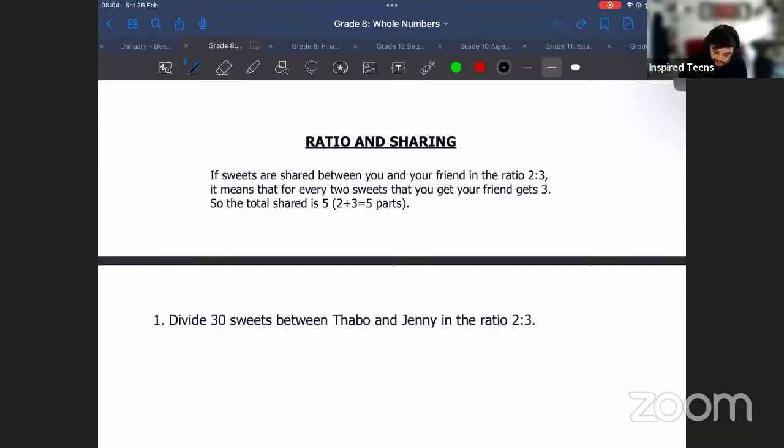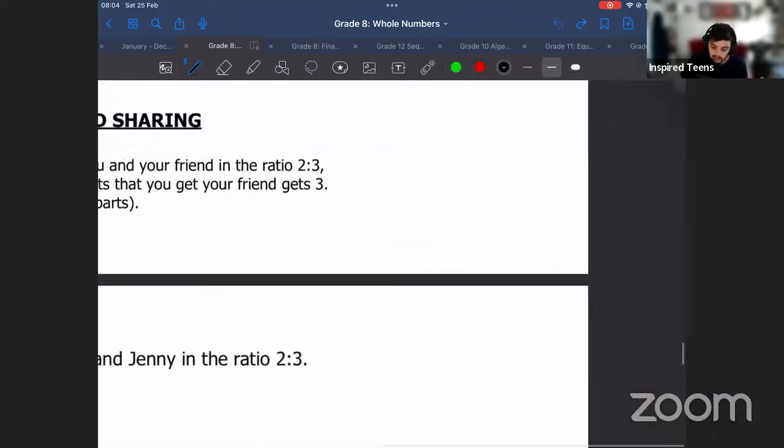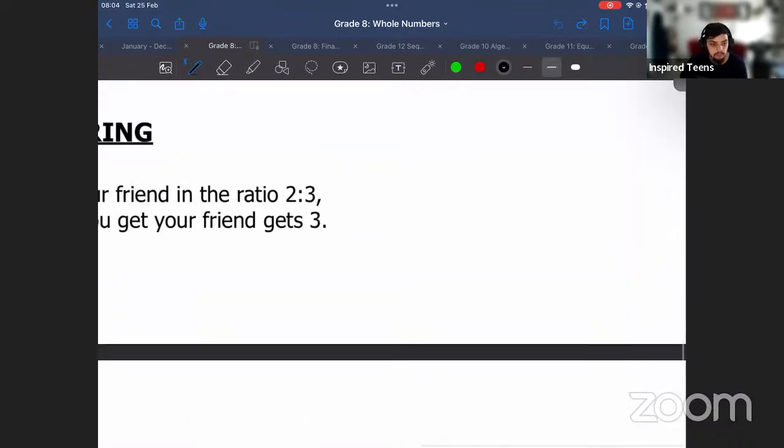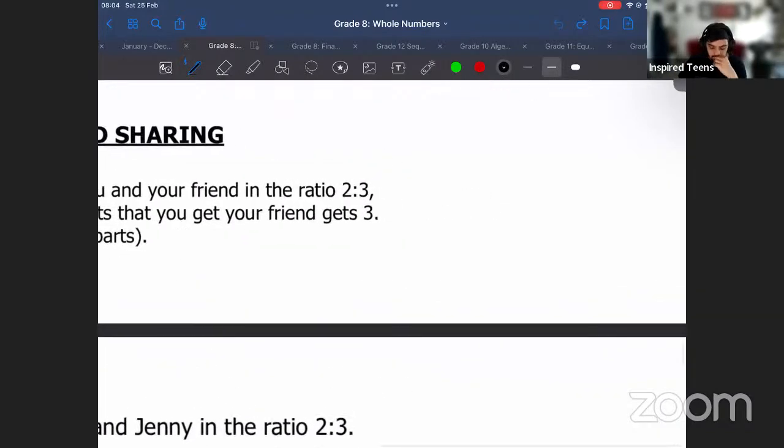Okay, so this is just a simple example. It says, if sweets are shared between you and your friend in the ratio 2:3, it means that for every 2 sweets that you get, your friend gets 3. So the total shared is 5. 2 plus 3 is equal to 5 parts. So that's how we want to understand it. If you're splitting something in a certain ratio, you're getting a certain part, they are getting a certain part, and when you add it together, you're getting the total parts.